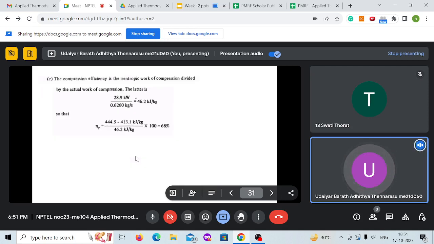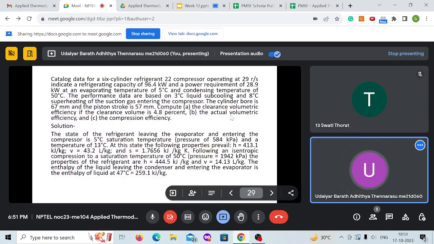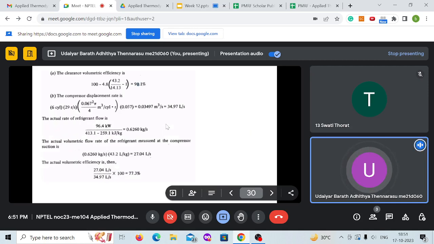So the next question is, the compression efficiency is the isentropic work of compression. What is the compression efficiency? Okay.